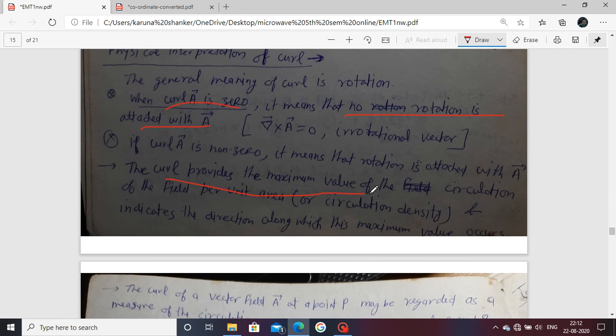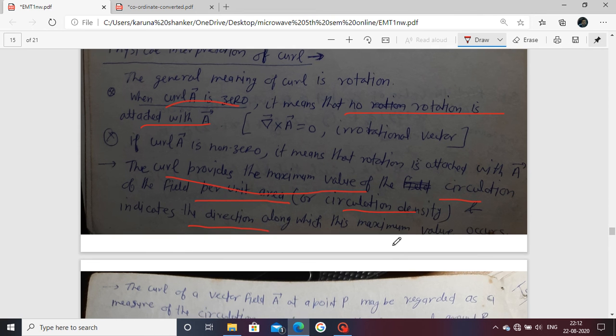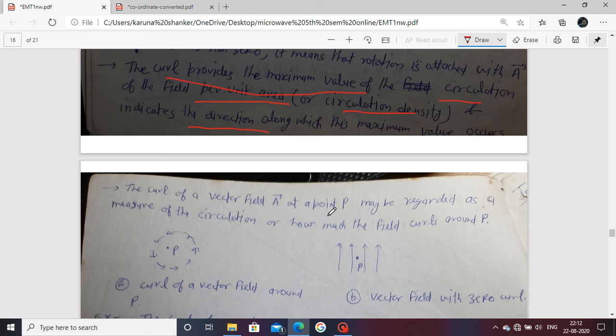Curl provides the maximum value of circulation of the field per unit area, means circulation density. It indicates the direction along which the maximum value occurs. The curl of a vector field at point P may be regarded as a measure of circulation, or how much the field is circulated around P. Here you see there is no circulation, then your curl is 0.